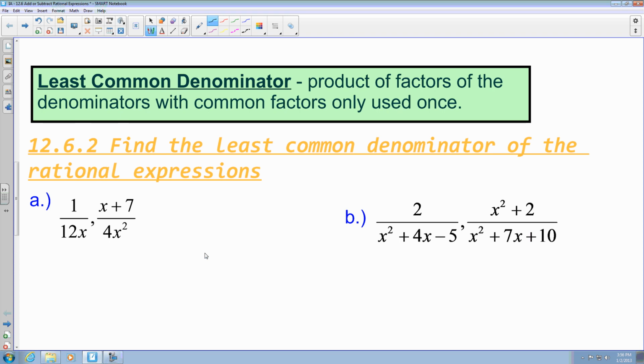If I look at 1 over 12x, and then the other fraction as x plus 7 over 4x squared, the only thing I have to be concerned with is 12x and 4x squared. Okay? So I realize that I can put 4 into 12, and I also can make x as an x squared.